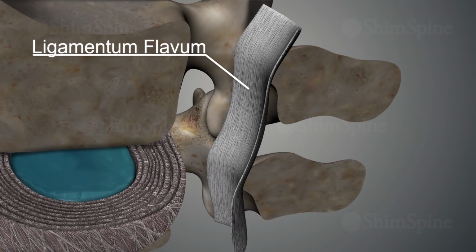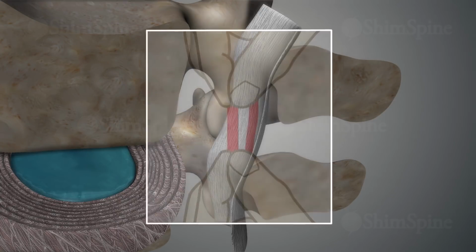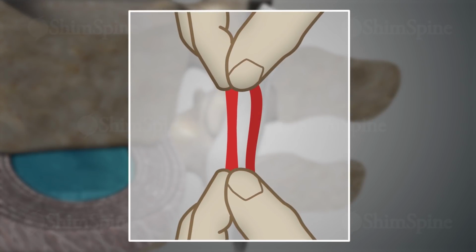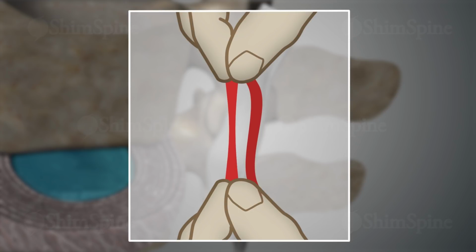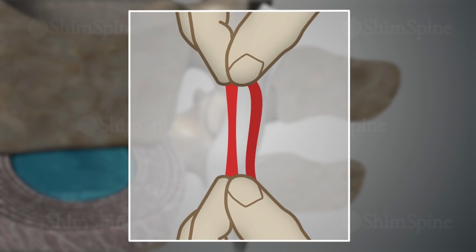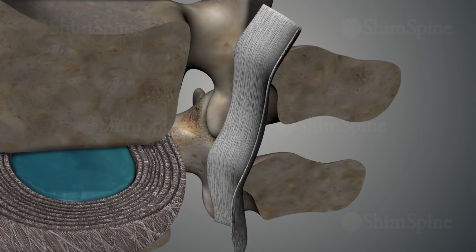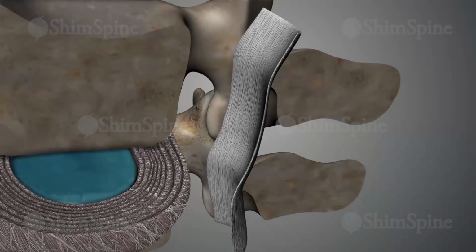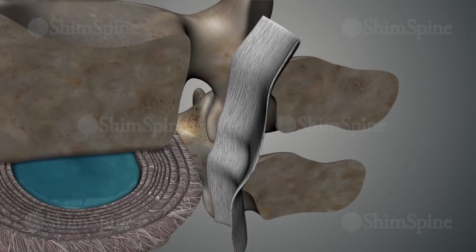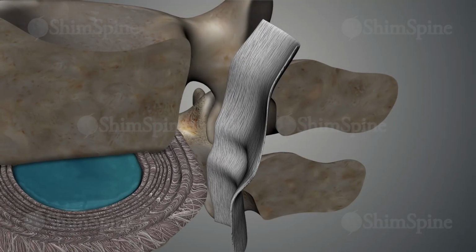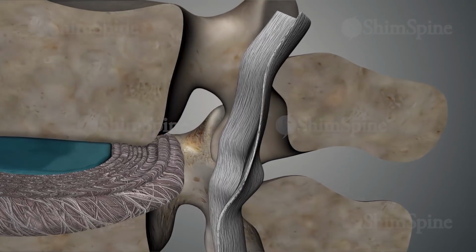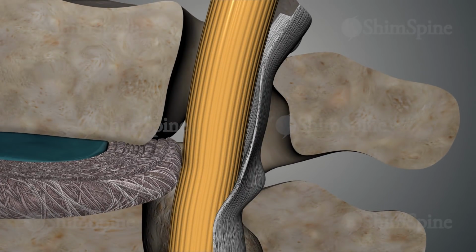To understand how this happens, imagine stretching a rubber band. When it's stretched, it thins. When the rubber band is no longer stretched, it thickens. The ligamentum flavum is a ligament that's stretched by a tall, well-hydrated disc. But when the disc shrinks because it loses water content, it no longer stretches the ligamentum flavum. As a result, it thickens. This thickening can contribute to the narrowing or the spinal stenosis condition.